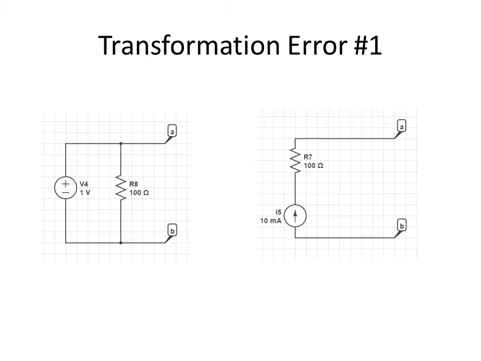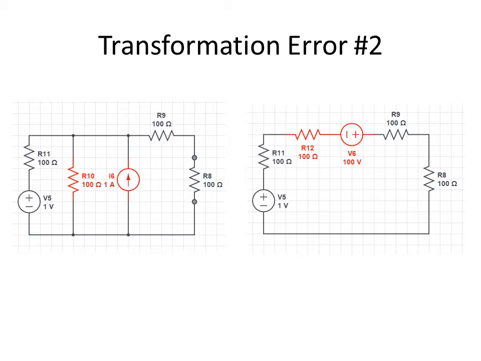Shown here are two circuits, where the right-hand one is the attempted transformation from the left-hand circuit. Now, if this was transformed successfully, we should be able to short nodes A and B and find the same current flowing between the short on both circuits. But this is clearly not the case. On the left-hand side, we would have infinite current because the resistor has been shorted, whereas on the right, we would have only 10 milliamps. Therefore, you cannot use source transformation in either configuration shown here.